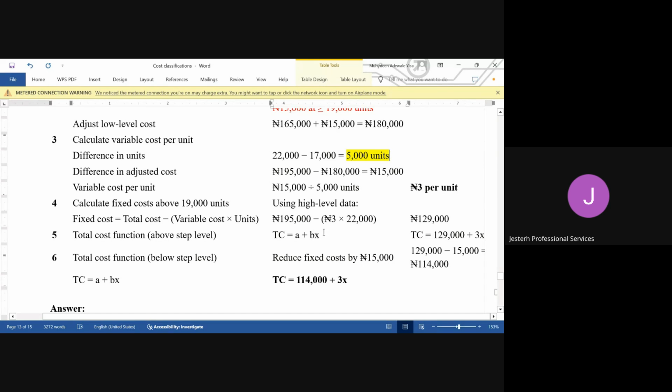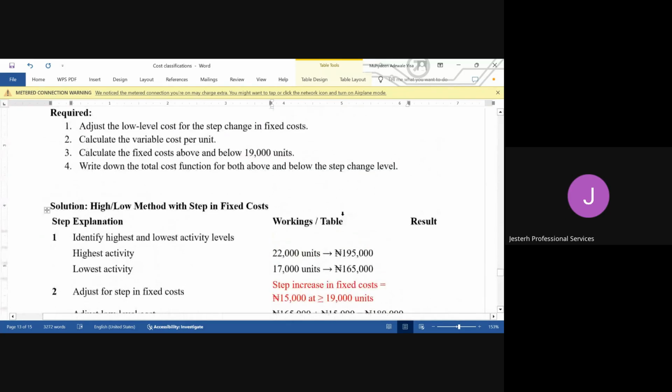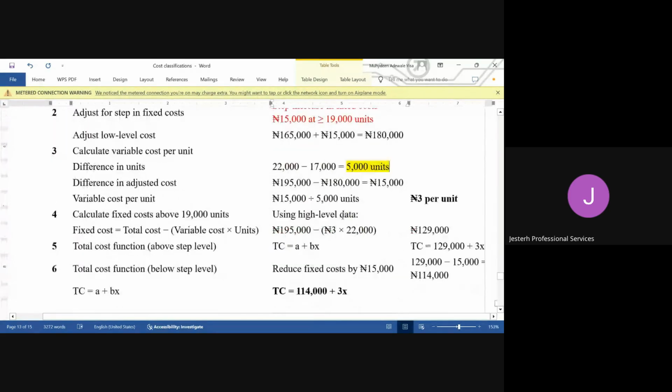I believe we are on the same page. All this approach is just to help us if there is a change in our fixed cost. How can we determine it? How can we calculate it so that we are not confused in case we see this kind of related aspects in the exam? Then the next thing that we are going to do is they say calculate the fixed cost above and below the 19,000 units.